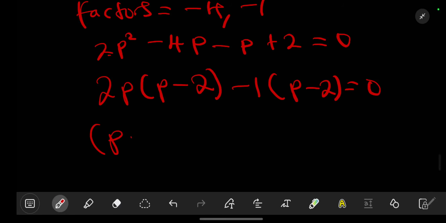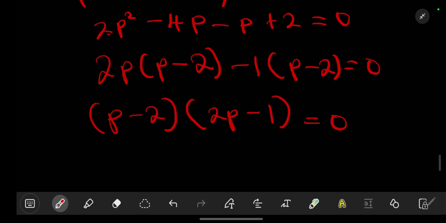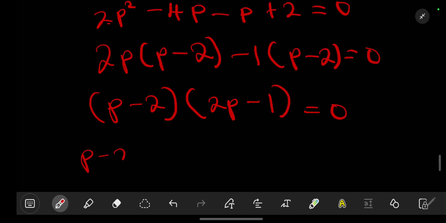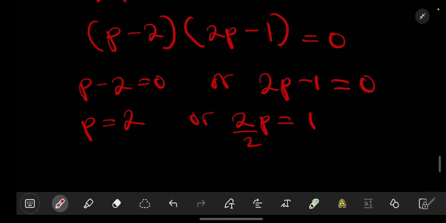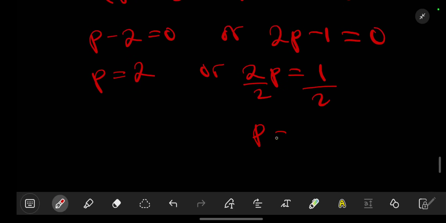We are going to have two brackets. We have p minus 2, then we also have our 2p minus 1, and that should be equal to 0. That means p minus 2 is equal to 0, or 2p minus 1 is equal to 0, which is going to give us p is equal to 2, or 2p should be equal to positive 1. We divide by 2, our p is equal to 1 over 2, or p is equal to 2.